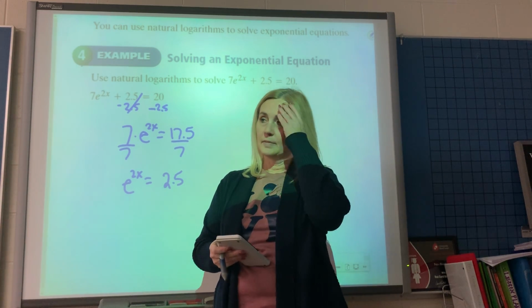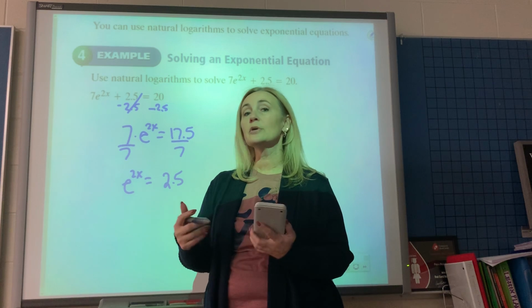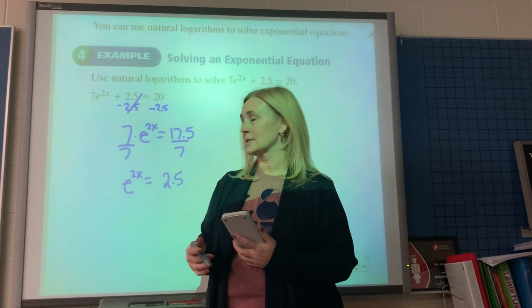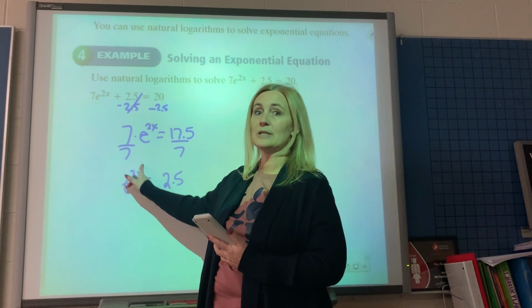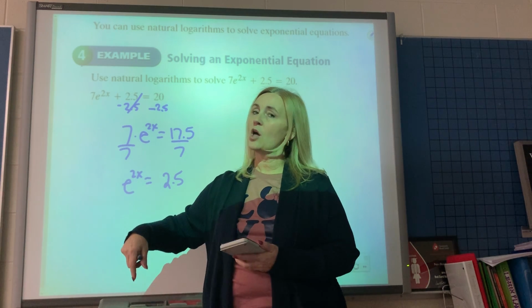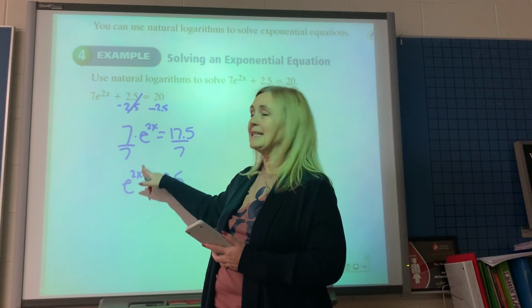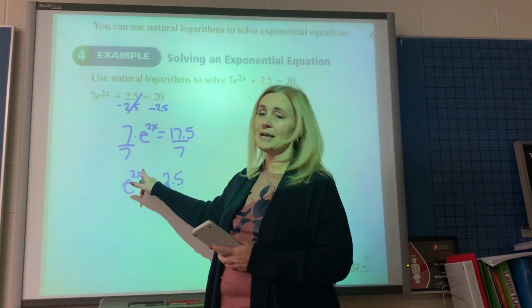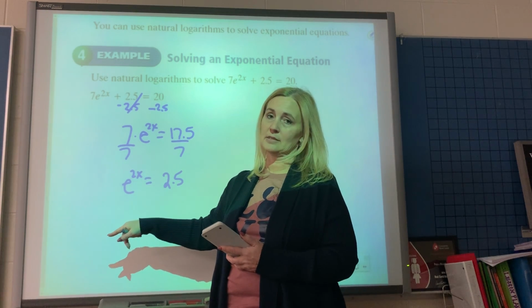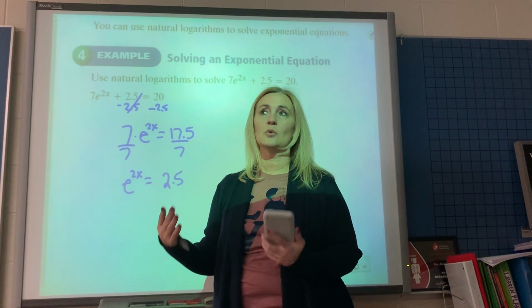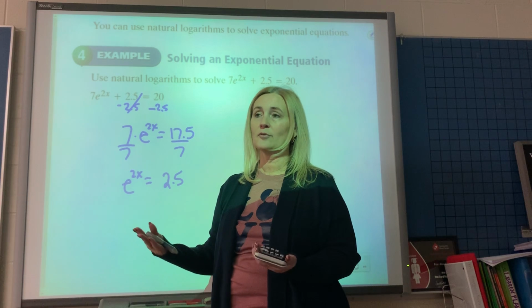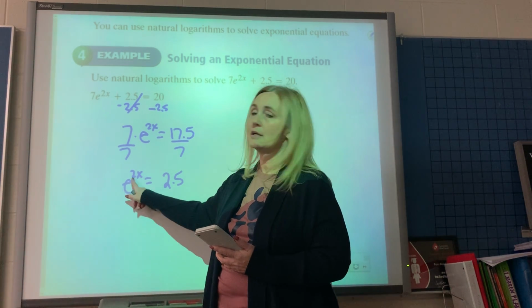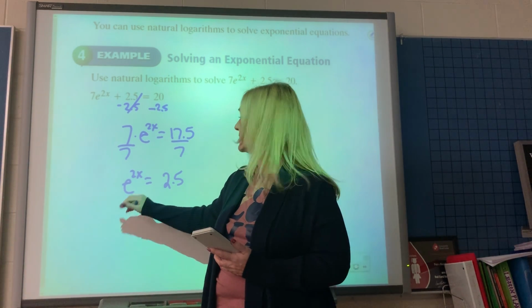Okay, so you want to get it to that part where you have e to the power equals a number. Now that it's in exponent form, you can take the natural log of both sides in order to get the variable that's in the exponent down to the front. We did this with log equations. If your variable is in the exponent, the only way to get it out of that is to take the log of both sides. It's just that we're going to do a natural log instead of a regular log because the base is an e.